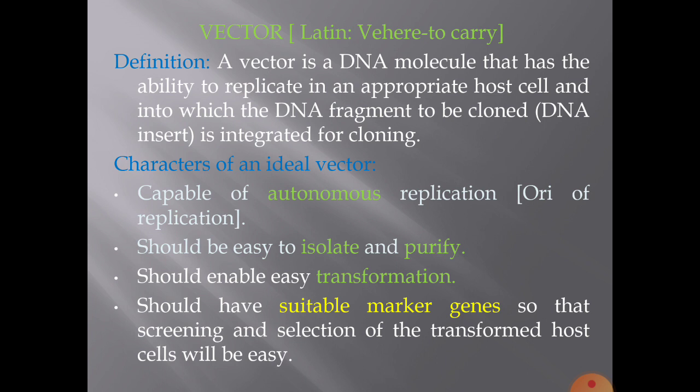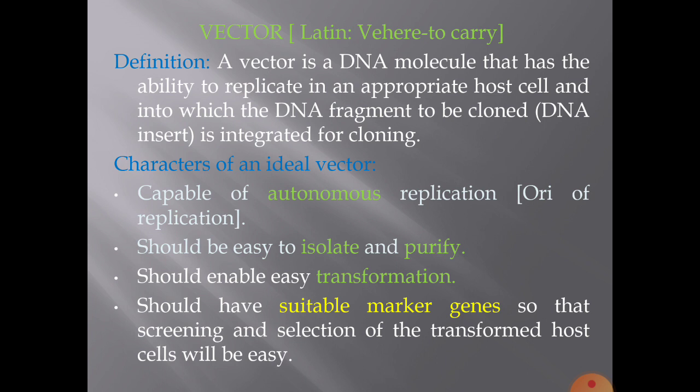Then it should have suitable marker genes, so that screening and selection of the transformed host cells will be easy. See, screening and selection of the recombinant host cells is altogether a big topic in RDT, altogether a different chapter, where there are different methods, and unfortunately it is not covered in the syllabus. But right now you just know they should have suitable marker genes so that selection and screening is easy.